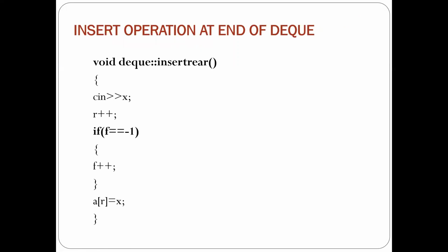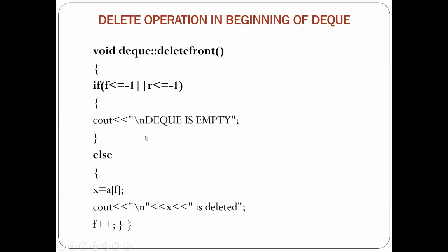Then this is the normal insert operation from the rear end. The code is exactly similar to the insertion from the rear end in case of the linear queue. Accept the element from the user, increment the rear end. If the front is equal to -1, then front also we have to increment, and A[rear] = X here. That means then in that rear position we can insert the element. So this is exactly similar to the linear queue insert operation.